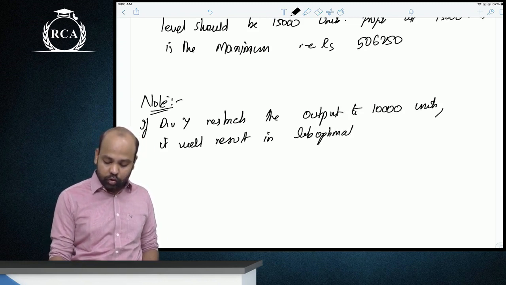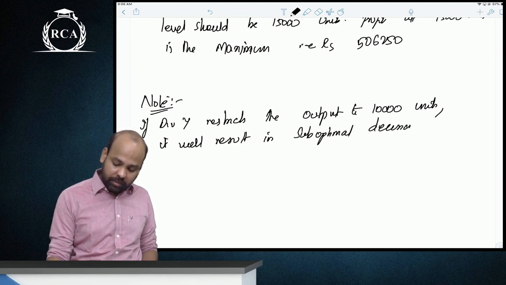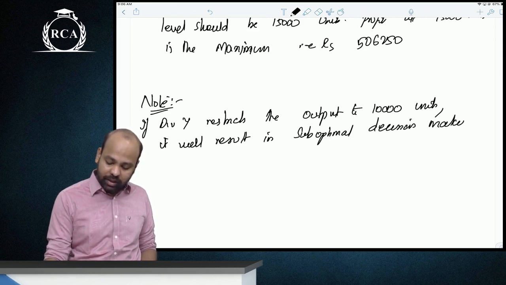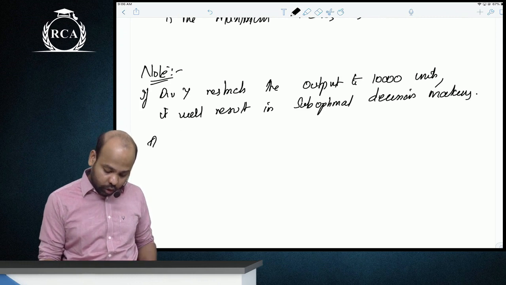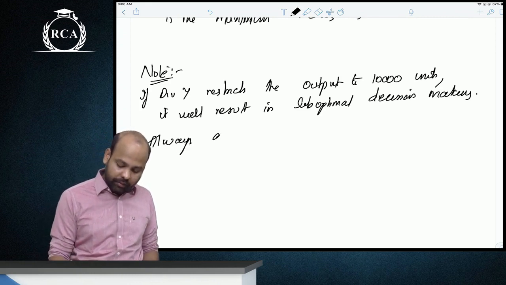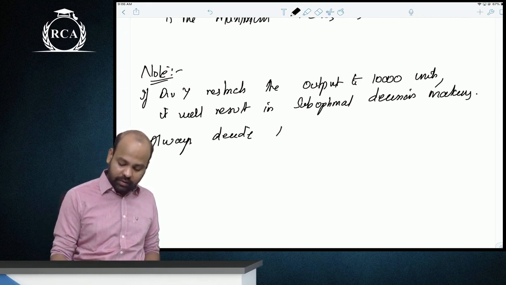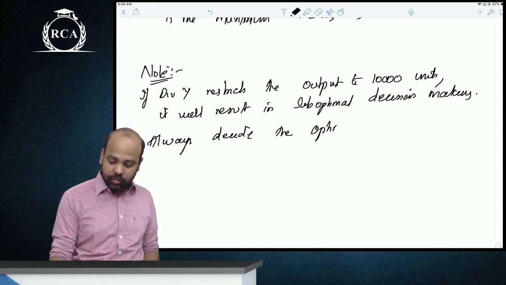So what you are supposed to do, beta, is first decide what is the optimum output level from the viewpoint of the company, beta, and then let them share profits. Always decide what is the optimum level of output, guys. Always decide the optimum level of output from the viewpoint of the company.